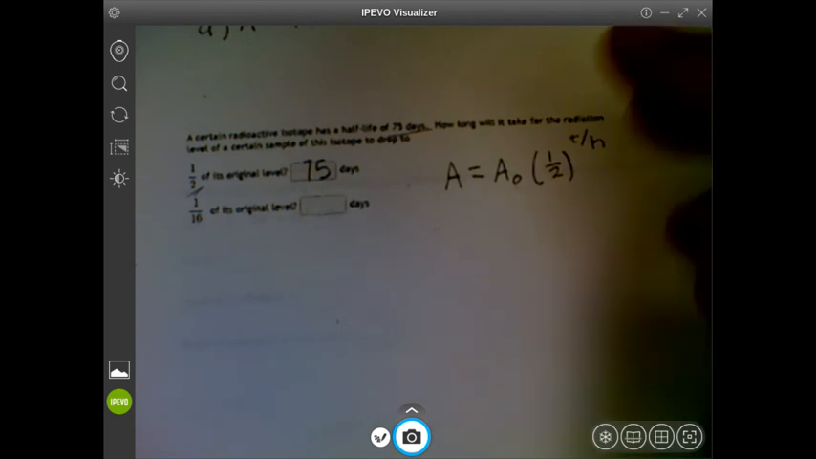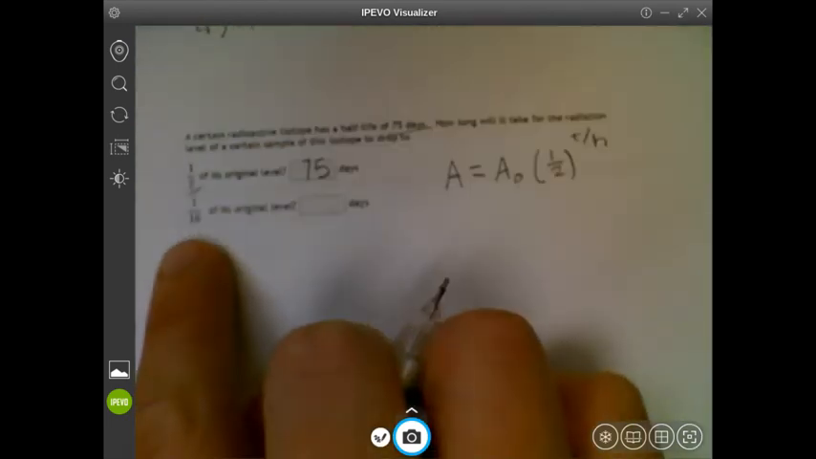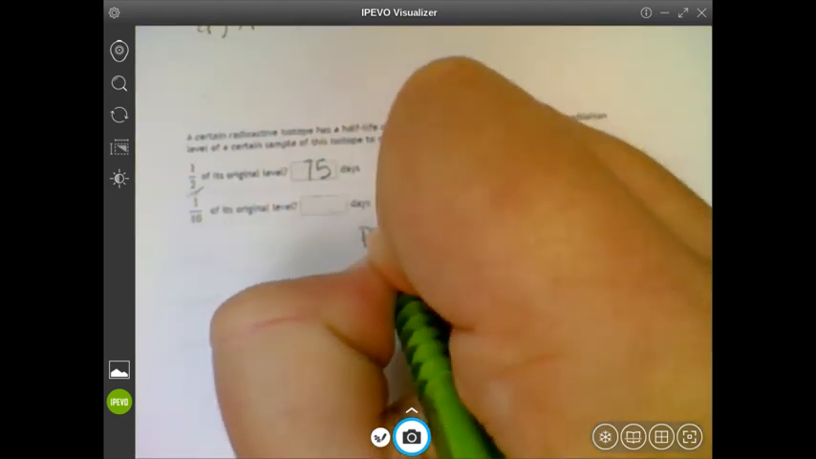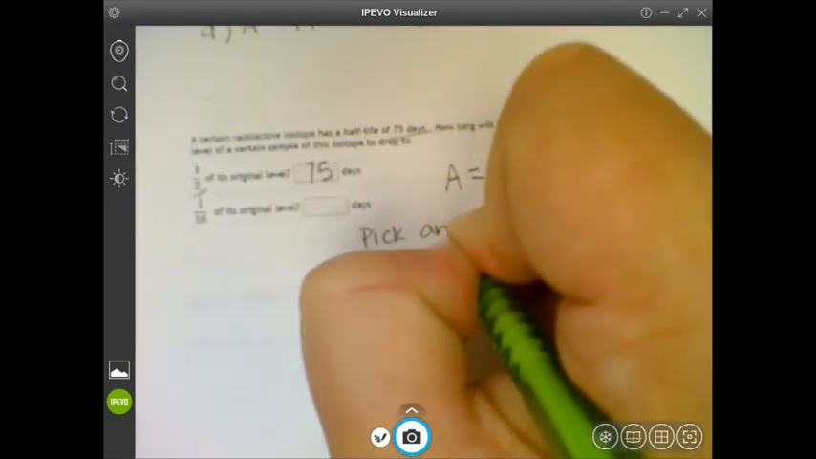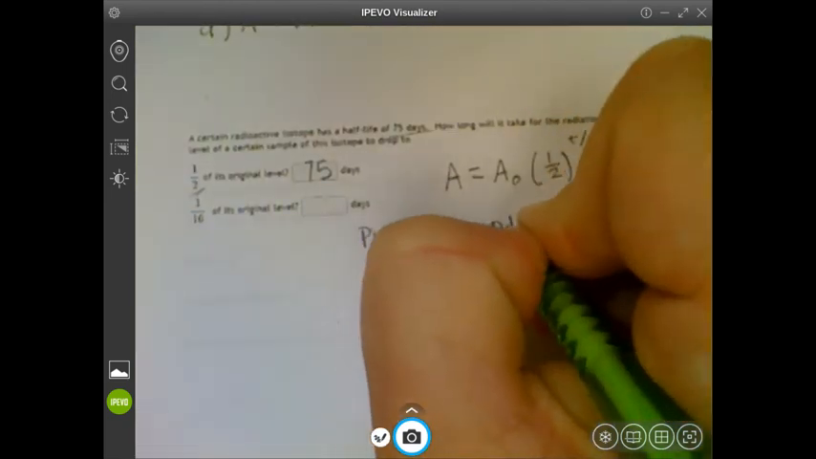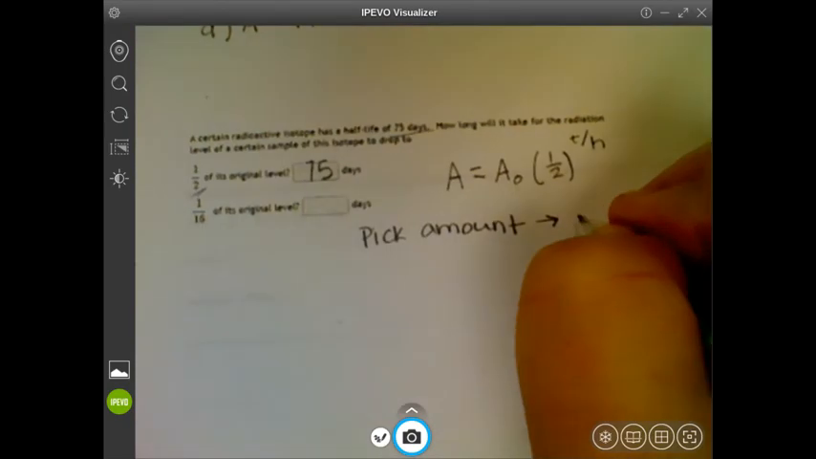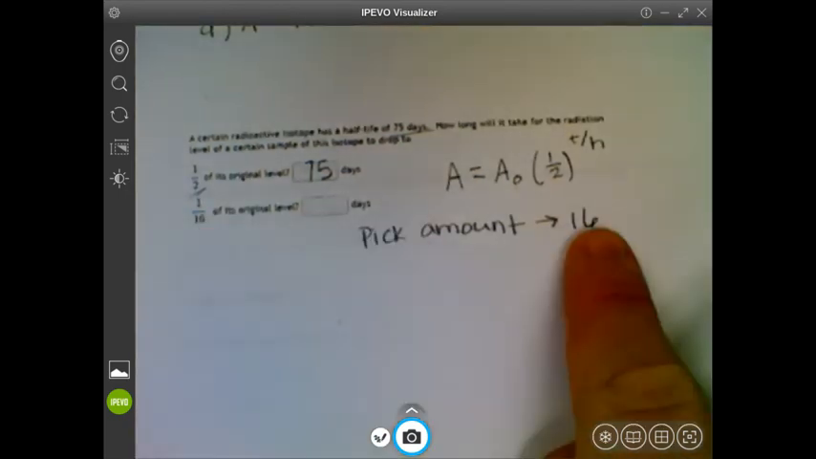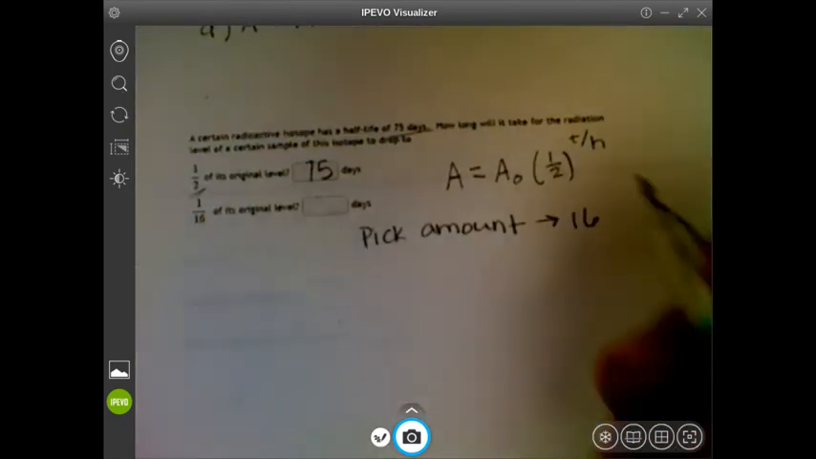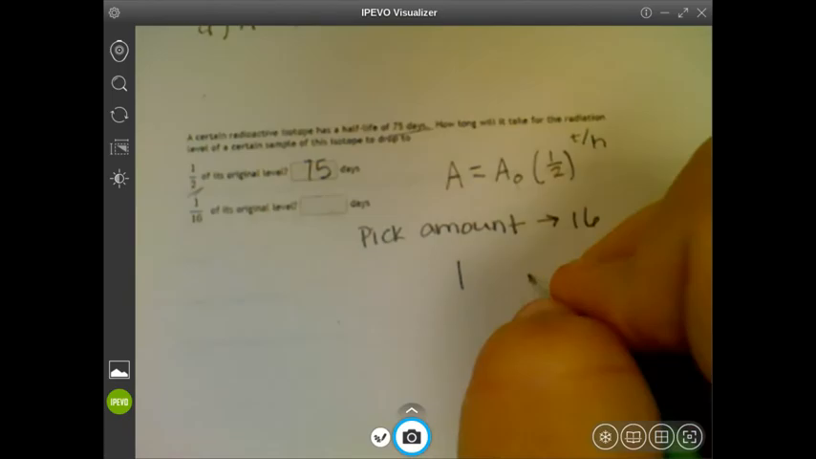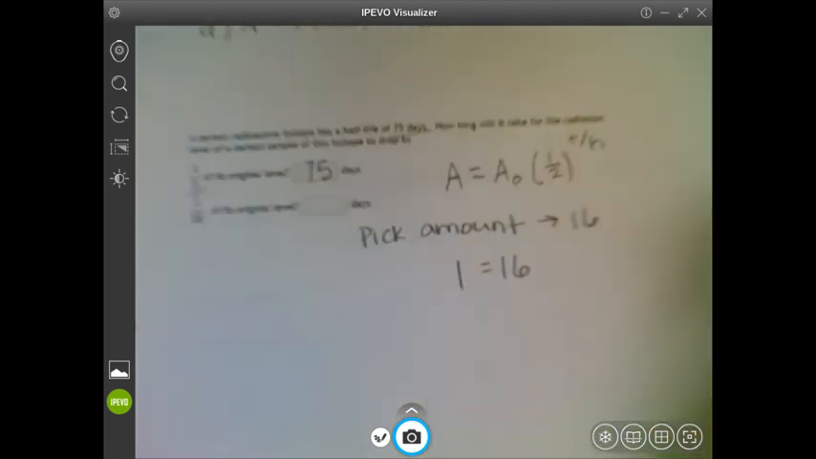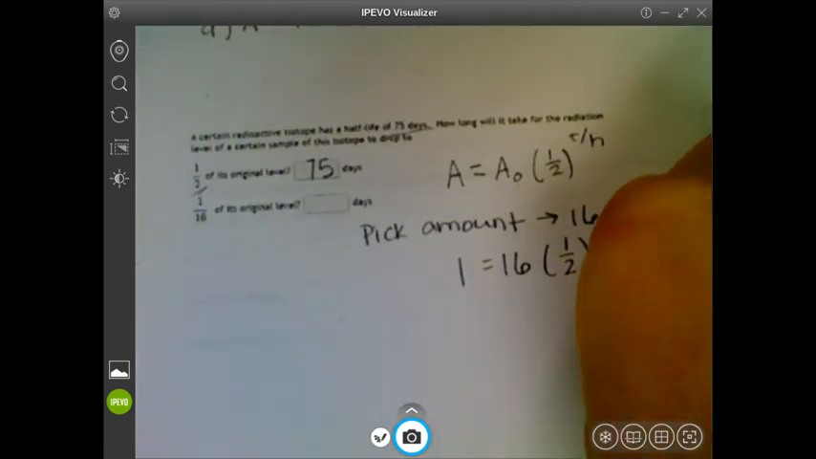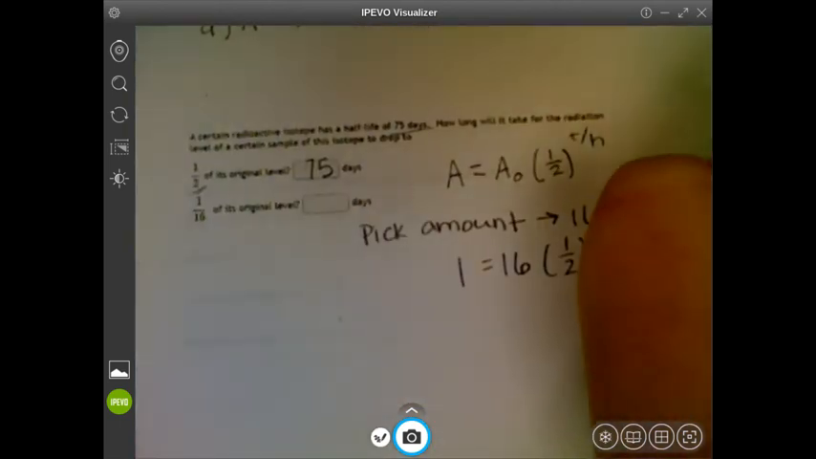We want it to get to 1/16th of its original level, so we can pick a random amount. I'm going to pick 16 because it's really easy to figure out what 1/16th of 16 is, and that's just 1. So your final amount is 1, your initial amount is 16, and then you'll have 1/2 to the power of t divided by the half-life, and the half-life is 75 days.